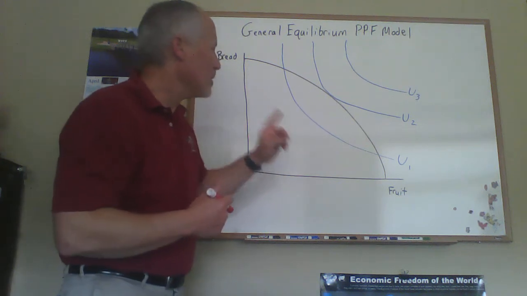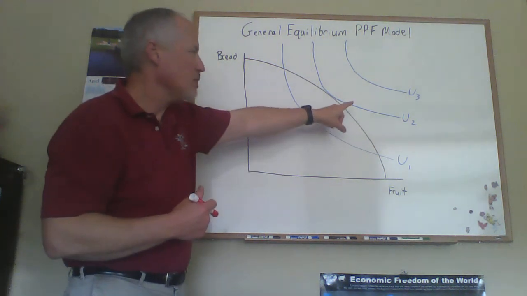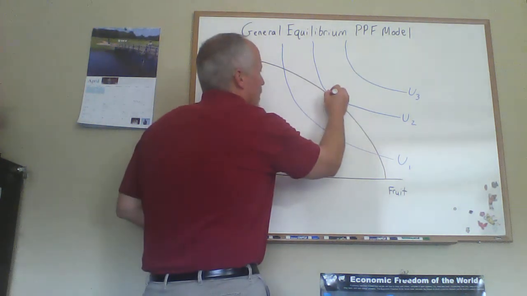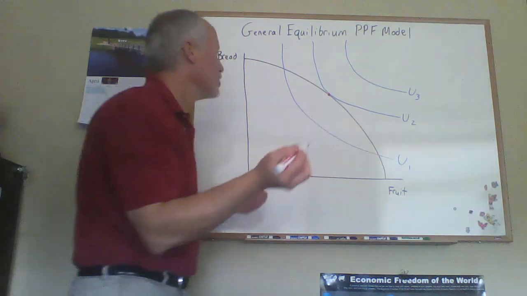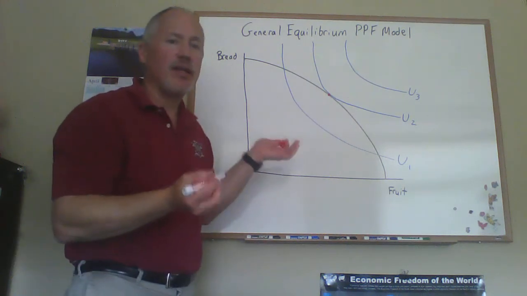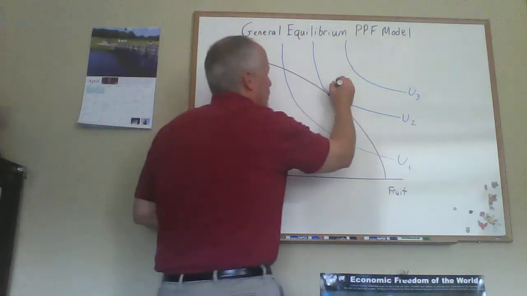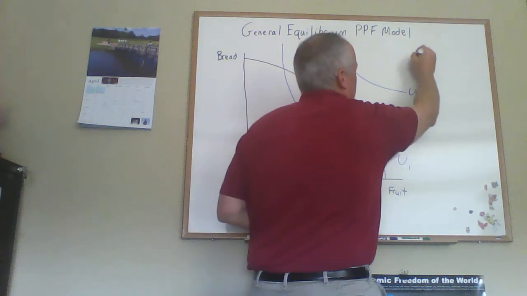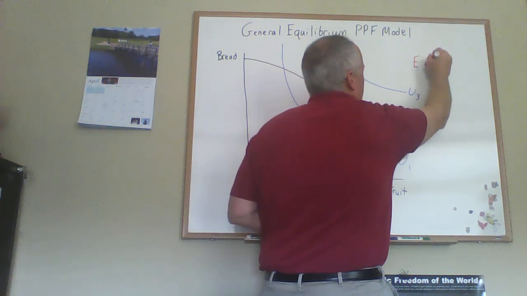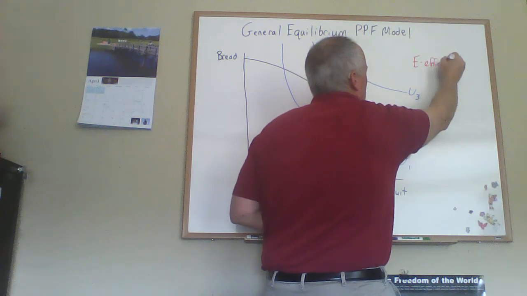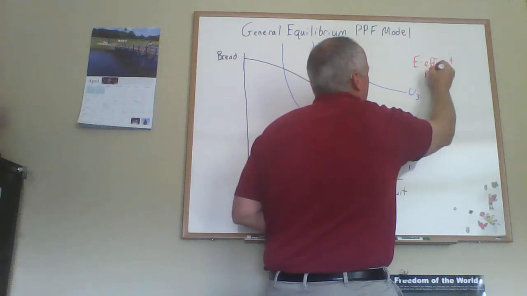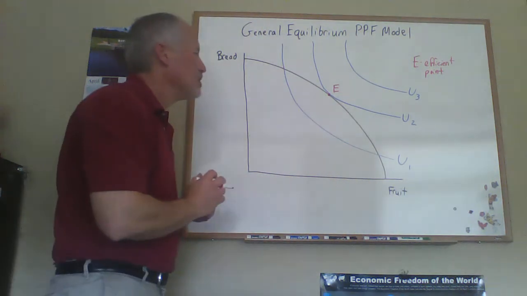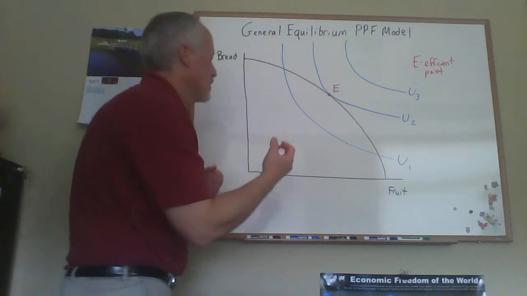But given that we now specify preferences for the representative consumer, we can actually pick the tangency point. The tangency point here would be the efficient point in the economy. So we could label this E, and this is efficient, again at the tangency between the indifference curve and the PPF.